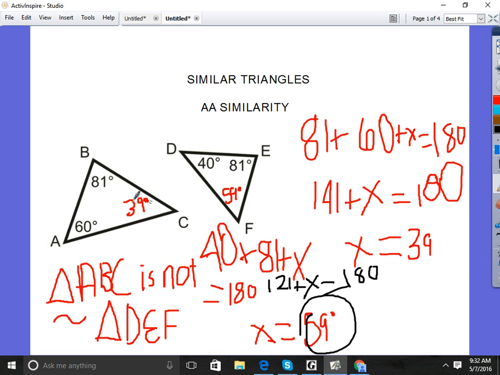But do these two triangles have exactly two angles that are corresponding and have the exact same measure? No. So let's see, 81, 81, 40, 60, and 39, 59. There's only one angle that's congruent here. So I said ABC is not similar to DEF.